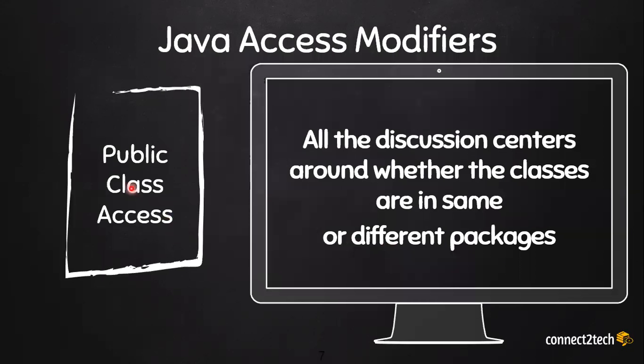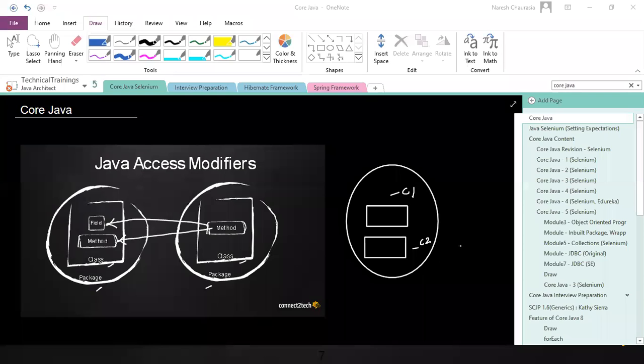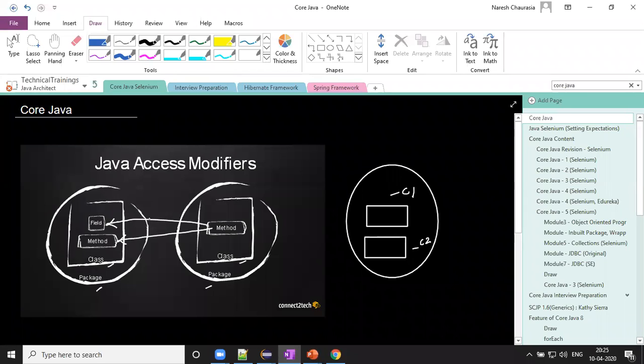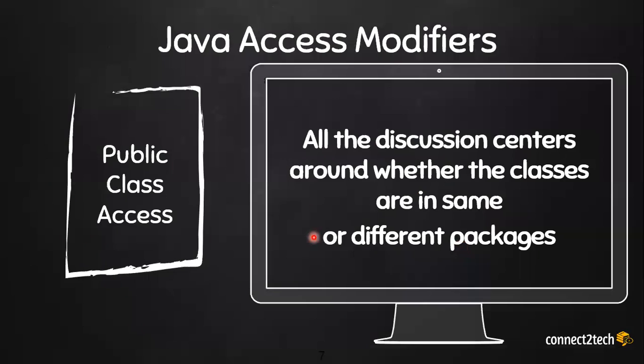So first of all, let's try to understand the concept of Java access modifiers with the help of public class access. Now, one very important point to note is that all the discussion centers around whether the classes are in the same or different packages. As I have already explained to you, accessibility has a lot to do with whether I have this class and this class in different packages or in the same package. So we are going to take an example initially for keeping the classes in the same package, and then eventually for keeping the classes in two different packages, right?